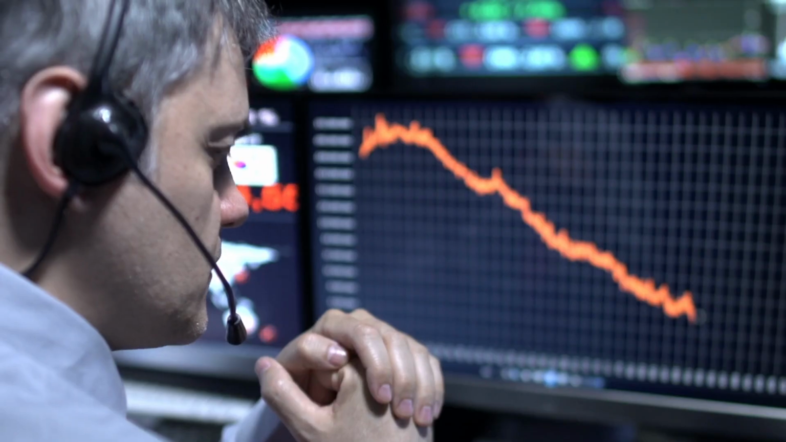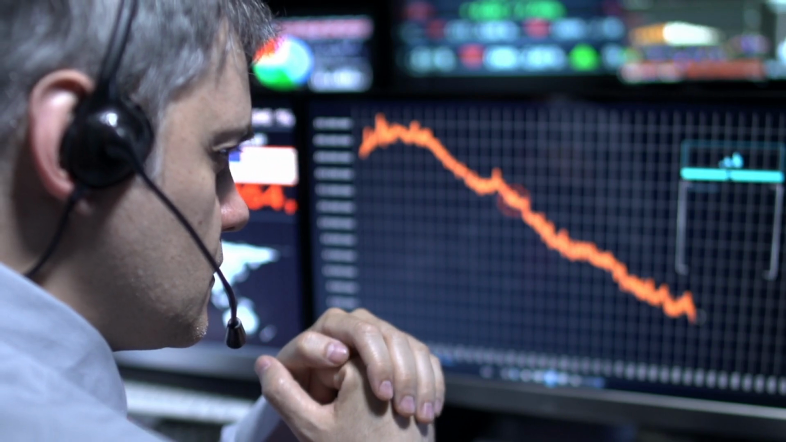Also remember to implement proper risk management techniques, such as setting stop-loss orders. This helps limit potential losses in case the trade doesn't go as expected.